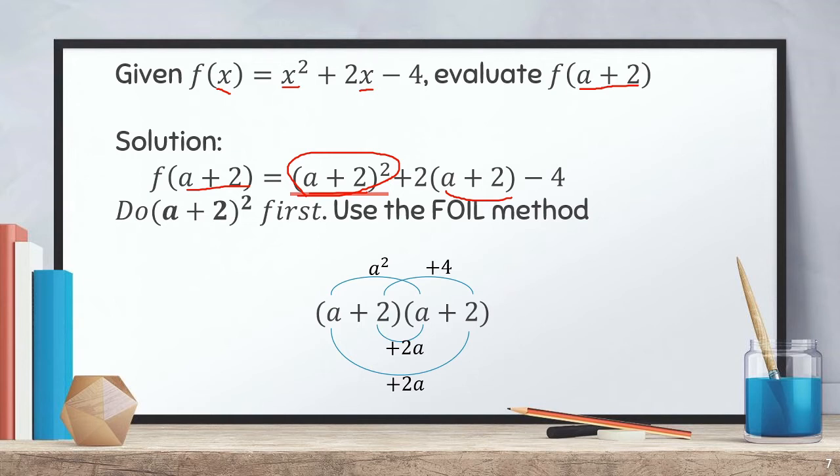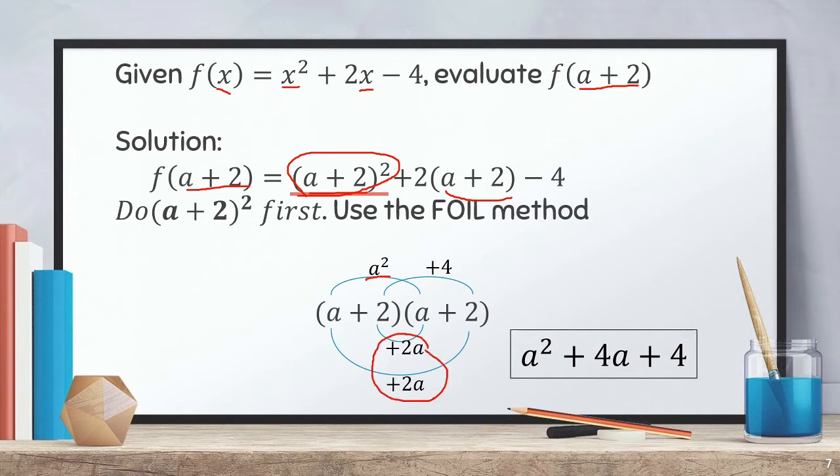So if we simplify all of this, the answer would be a squared plus 4a plus 4, because 2a plus 2a is 4a, and we write 4. We cannot combine these three terms because they are dissimilar terms.